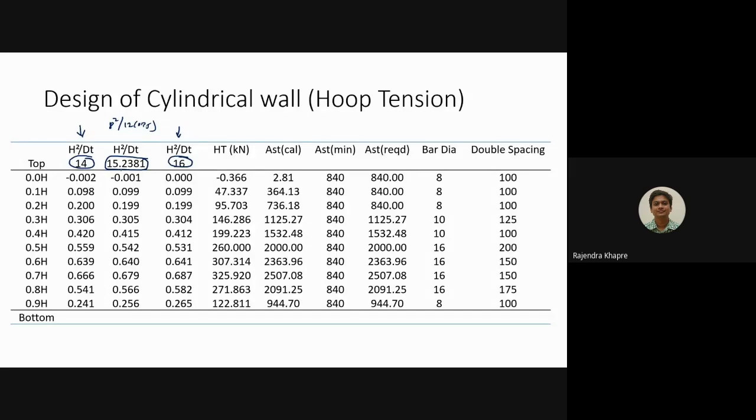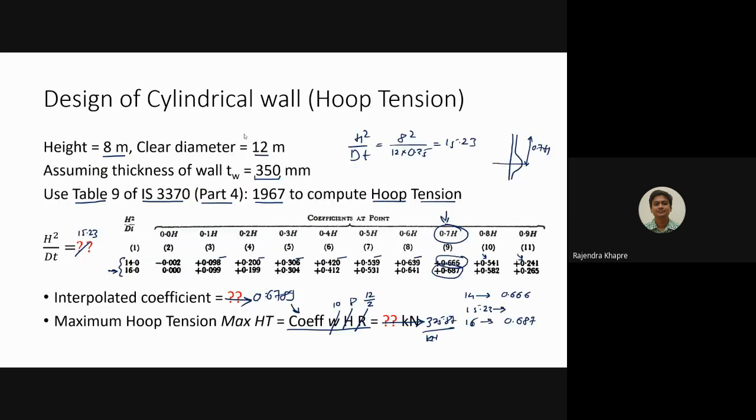Okay, so this is 15.2381. So I have gone for the interpolation of the values between 14 and 16 at every intermediate level, that is for 0, 0.1, 0.2, 0.3, so on up to 0.6, and there will be a at the bottom. Okay, so I have calculated all these coefficients over here. Then after calculating the coefficients, I have calculated the hoop tension. So hoop tension is what? Coefficient into W into H into R. This is already given in the IS code, and same value we have used over here also.